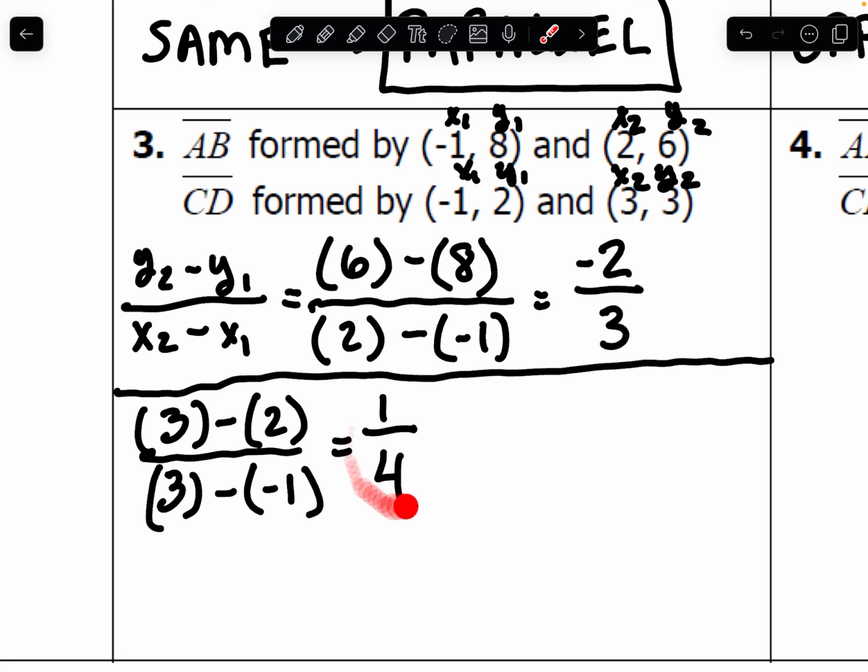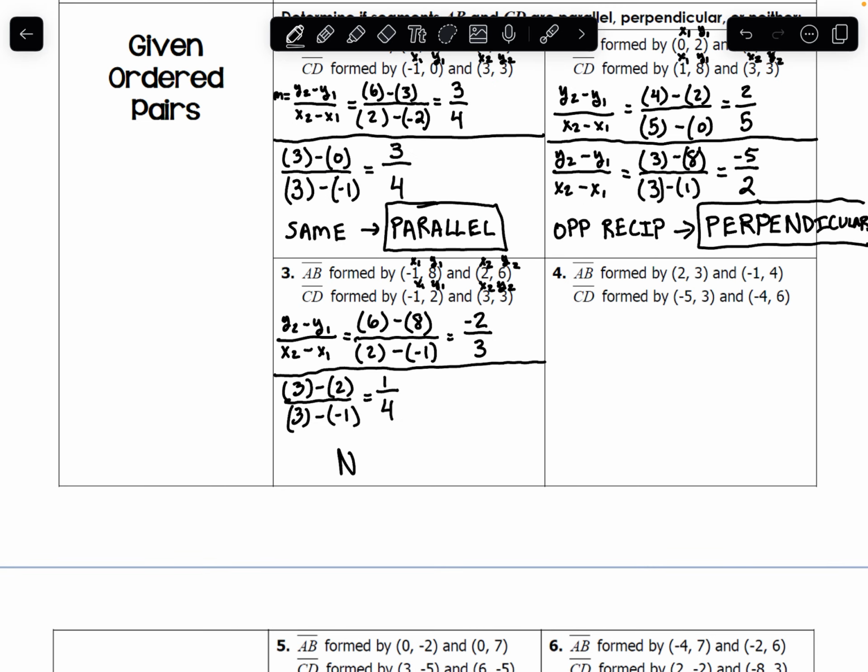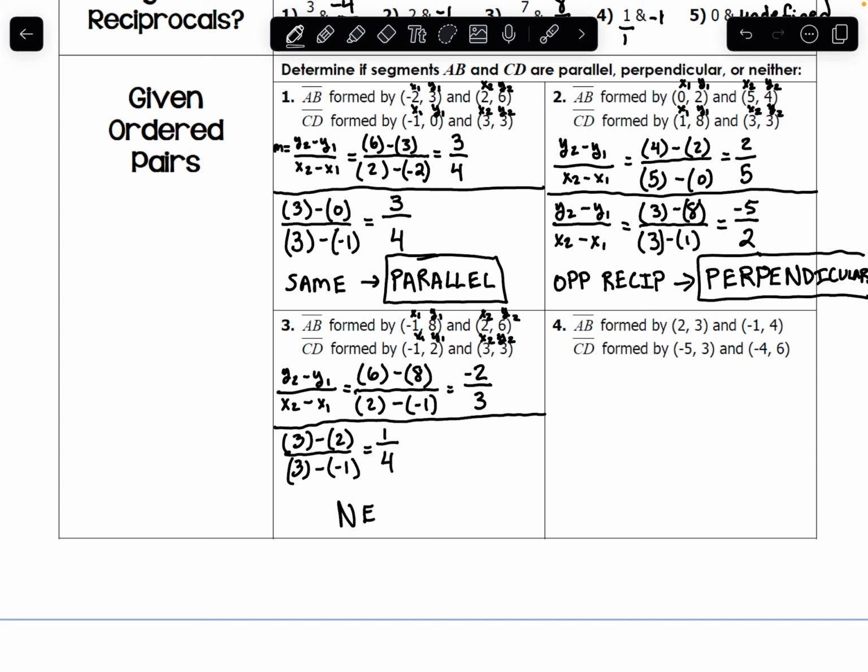If we look, right, they're not the same, right? They're not opposite reciprocals, so they're actually just neither. So we're just going to write neither. Right, they're just different kinds of lines that aren't necessarily parallel or perpendicular. That's one example of each, guys. If you need more examples, right, you can try 4 on your own, and then we can go from there.